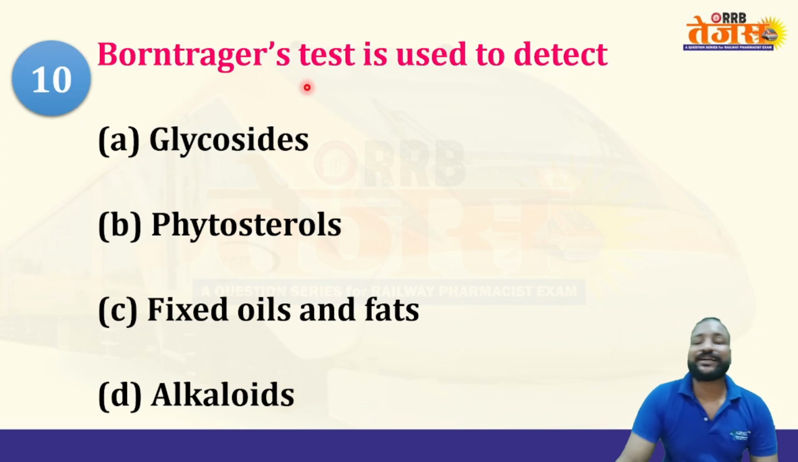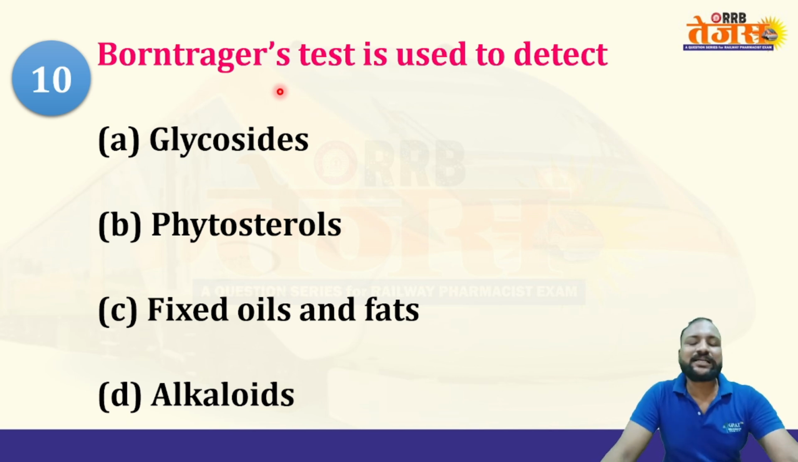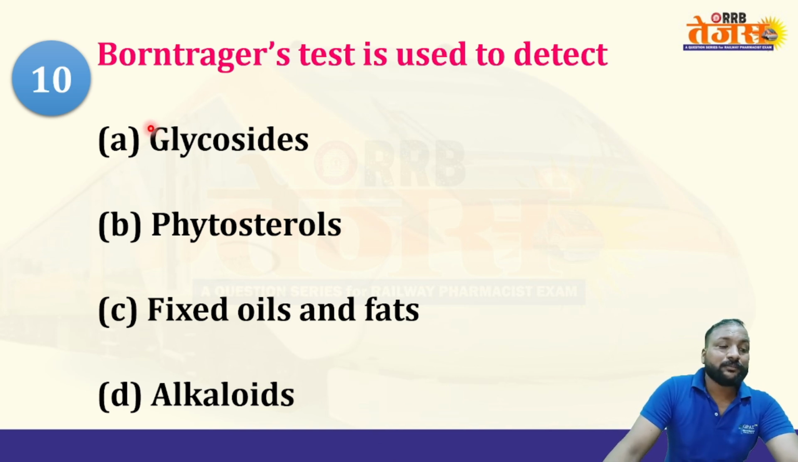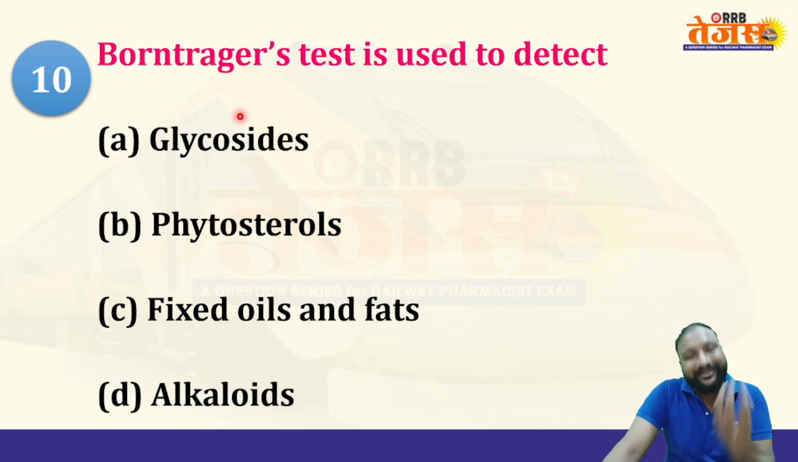So next question in this series. Now we have entered into the chemical tests because we have started the evaluation talk. Bornträger's test is used to detect: option A, glycosides; option B, phytosterols; option C, fixed oils and fats; and option D, alkaloids. So chemical tests are also very important things we need to remember with respect to pharmacognosy, because they play a major role, especially in drug evaluation, especially in chemical evaluation.